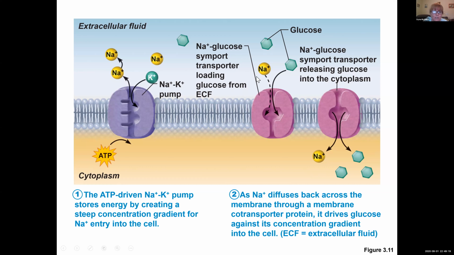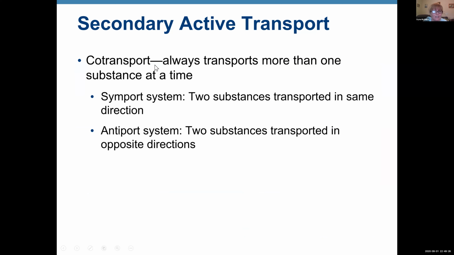Symport means sodium and glucose are moving in the same direction. Now go back for a second. Secondary active transport is co-transport. It always transports more than one substance at a time. We can have symport, when two substances are transported in the same direction, or antiport, when the two substances are transported in opposite directions.